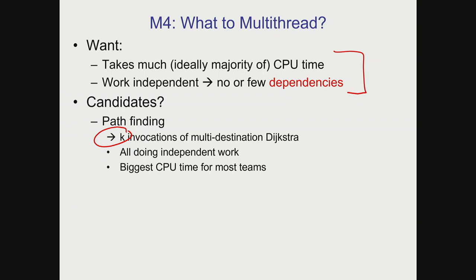We have to invoke our multi-destination Dijkstra once for every single one of these intersections: from this starting one, tell me the travel time to all the others. And they're all doing independent work. Each path search starting from this intersection is completely independent of a path search starting from this other intersection. There's no dependency, they don't have to exchange any information. That's good, it makes it much easier to put this in different threads. On milestone 4, you'll also find that this is usually the biggest consumer of CPU time.